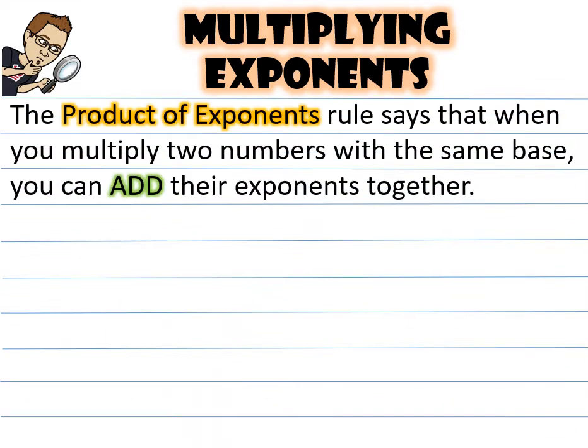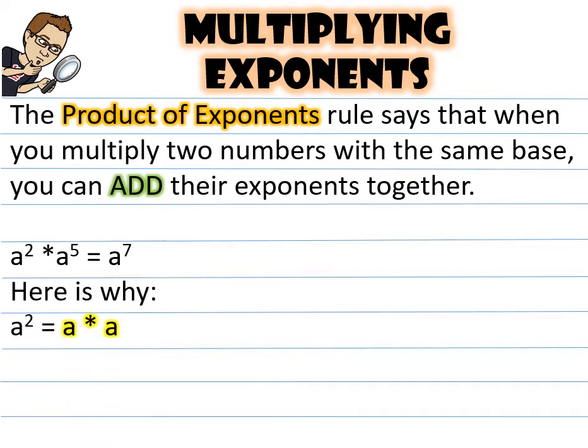Multiplying exponents. The product of exponents rule says that when you multiply two numbers with the same base, you can add their exponents together. So for example, a to the second power times a to the fifth power equals a to the seventh, because 2 plus 5 is 7.